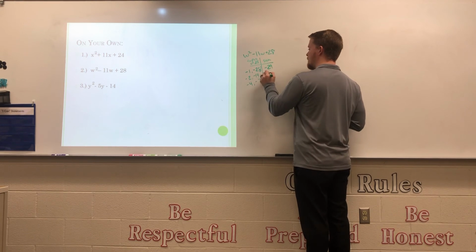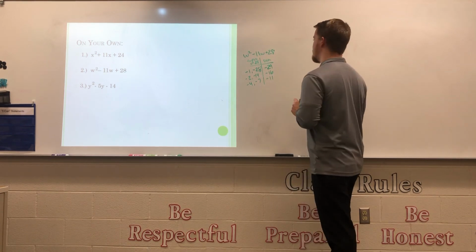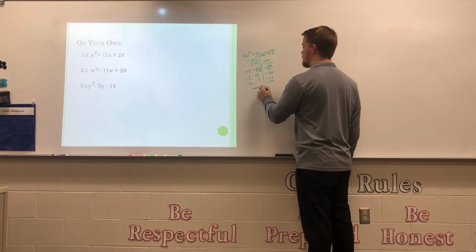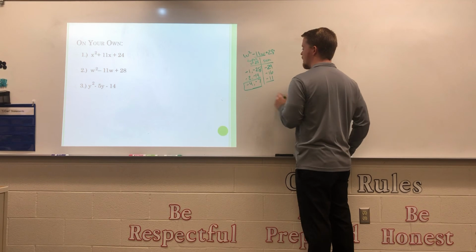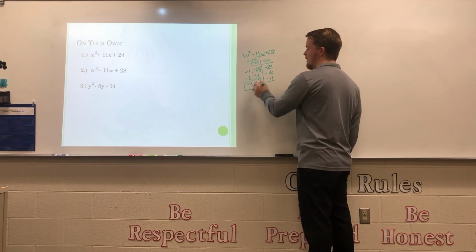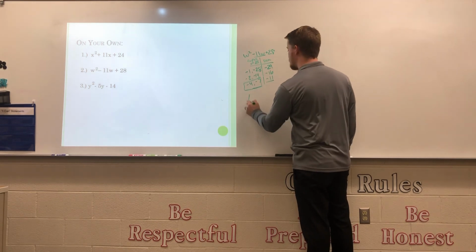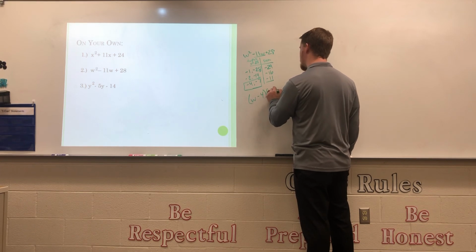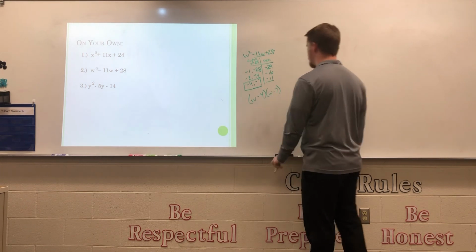Okay, then we add those up. Negative 29, negative 16, negative 11. And then you'll see that your middle term is negative 11. Here's negative 11. So those two factors multiply, negative 4 and negative 7 multiply to be positive 28, but they add to be negative 11. So it fits the test. So it would be w minus 4, w minus 7. There's your final answer.